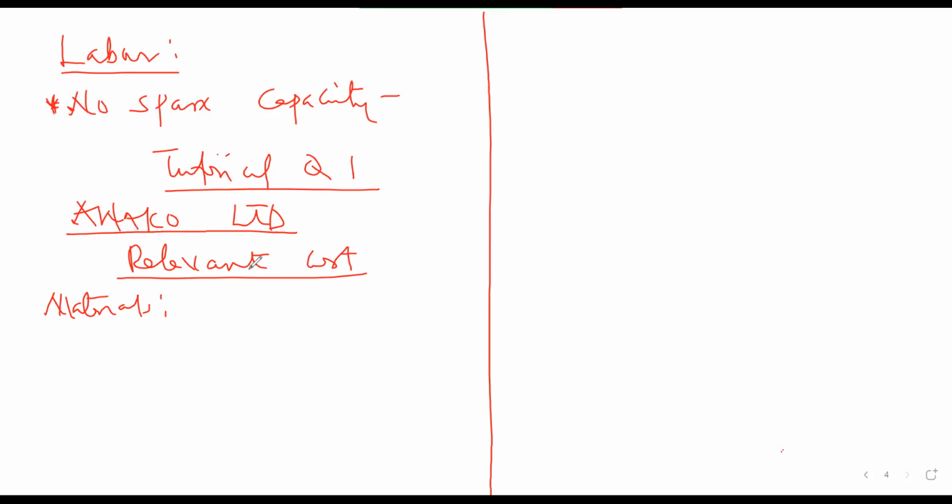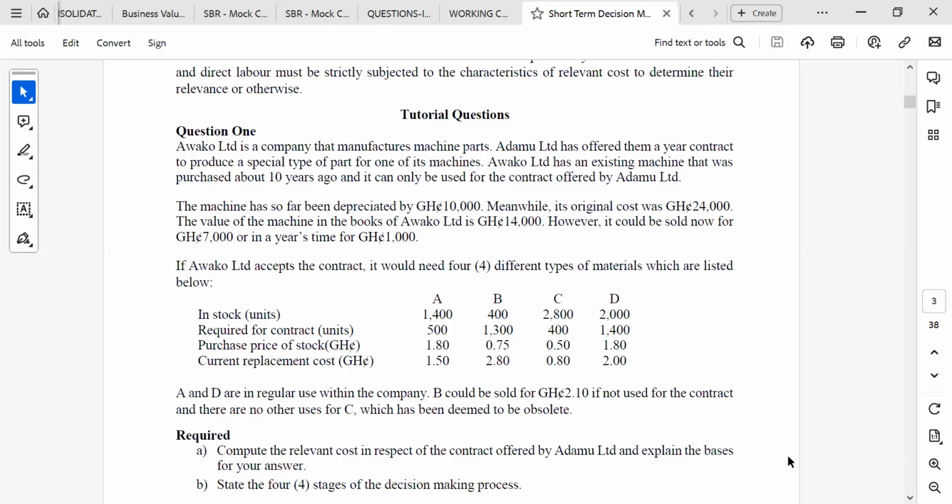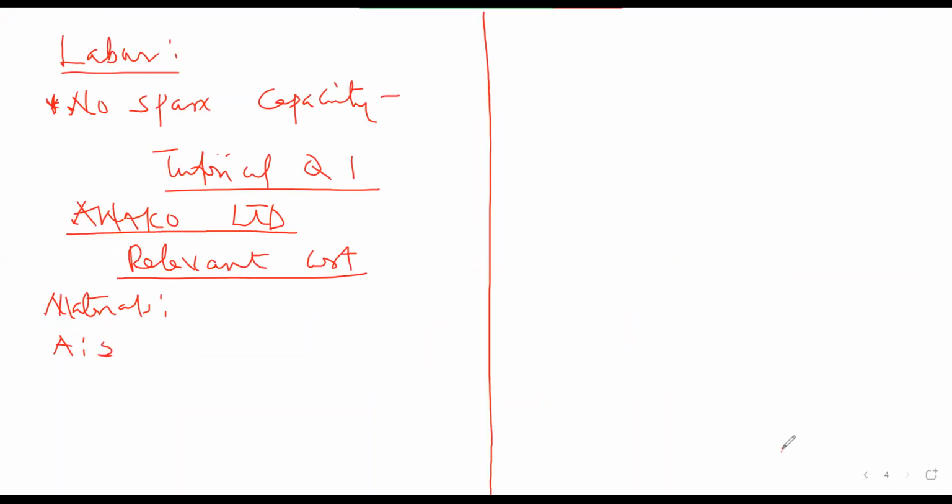So the material, material A. How many quantities are we using for the contract? We're using 500. So after using the 500, you have to replace them immediately. At what price are you going to replace them? The replacement cost is 50%. Okay. So we are going to be having 500 times 1.5. Am I correct? Yes. Okay. That will give us how much? 750. Okay. Now you come to material D.